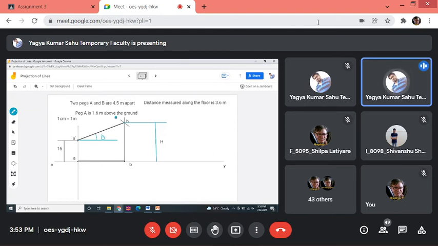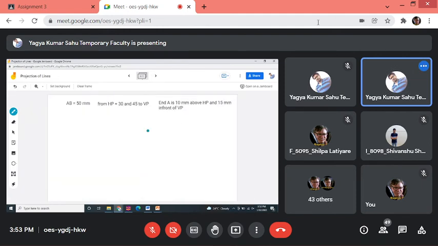Draw A dash B dash. Draw AB. So for A the notation will remain the same, A dash. For B we'll write B1 dash and B1. Step 1. First of all, draw the front view of true length, true inclination, and draw the top view. Here theta is 30.